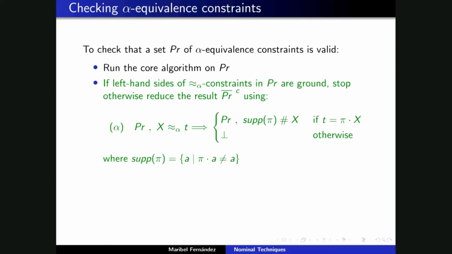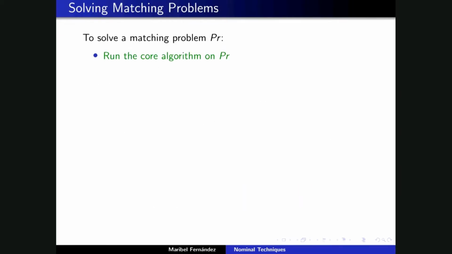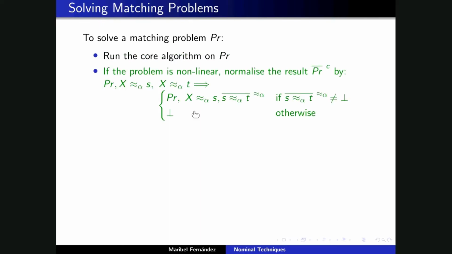So at this point we have a core algorithm, but the core algorithm will need to do different things now depending whether we are checking alpha equivalence or trying to come up with a solution to matching. If we are checking for alpha equivalence, then we just check this. And if we are trying to solve a matching problem, then after we run the core algorithm, we need to look, is there another occurrence of x here?